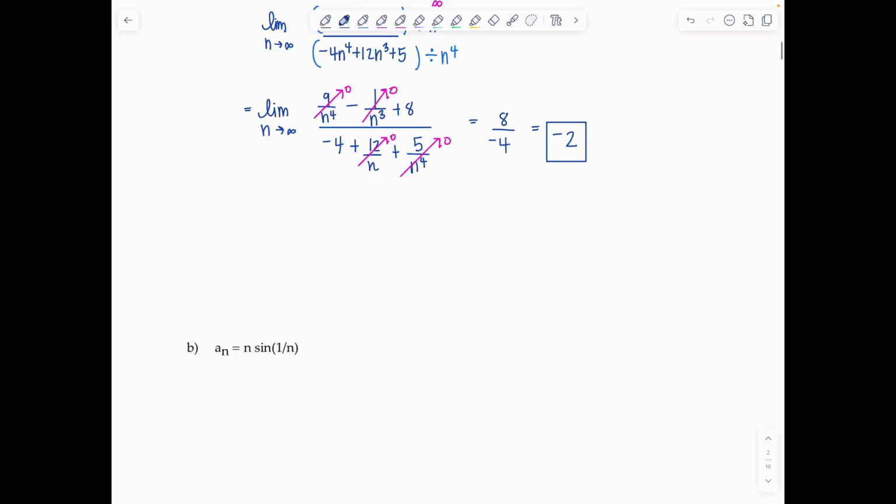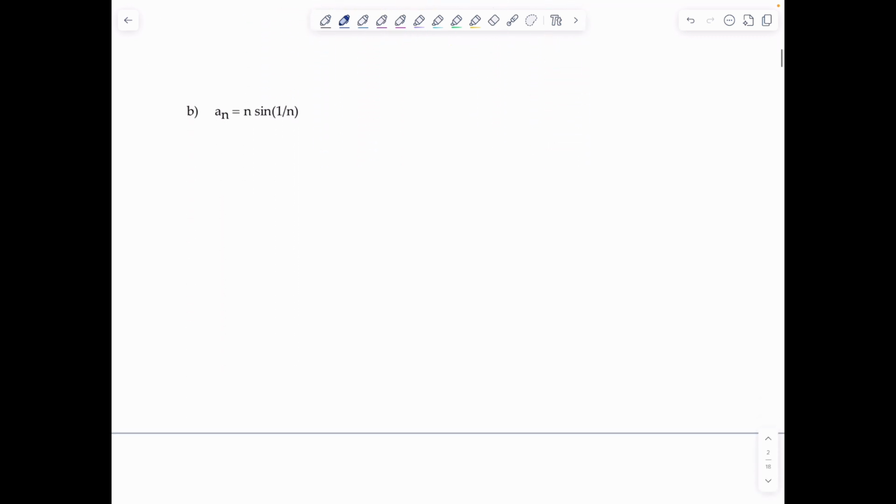Okay, next example. a_n equals n times sine of 1 over n. So again, let's take the limit as n approaches infinity of n times sine of 1 over n. Now as n gets large, this term here will go to infinity. 1 over n is going to 0, and sine of 0 is 0. So we have another indeterminate form of the type infinity times 0.